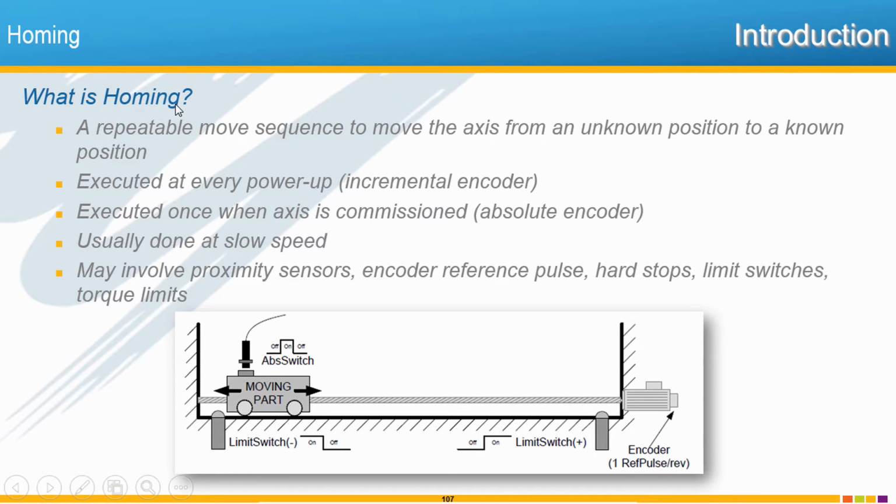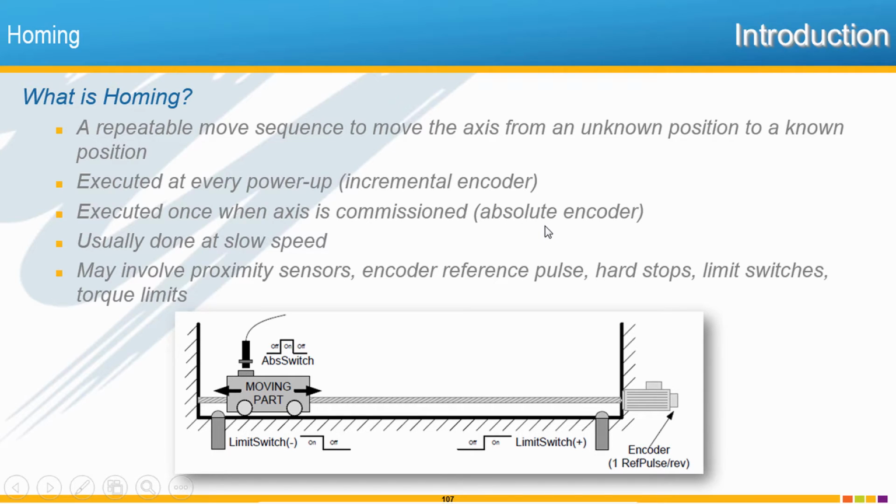You can't really talk about homing unless you also talk about absolute encoders. And the reason for the absolute encoder is to completely bypass the need for homing every time you power up. You would have to, at one point, set the absolute zero position when you commission that axis, but it would very infrequently need to be homed when you have the absolute encoder.